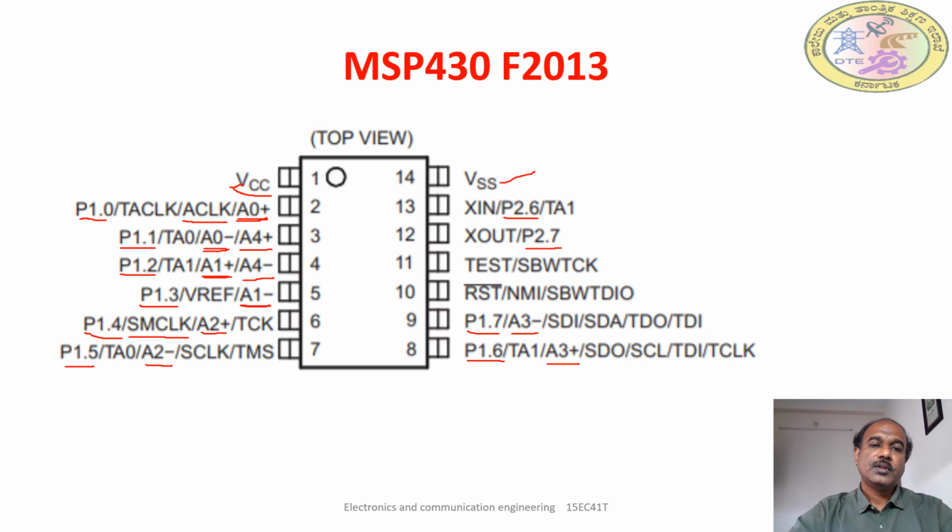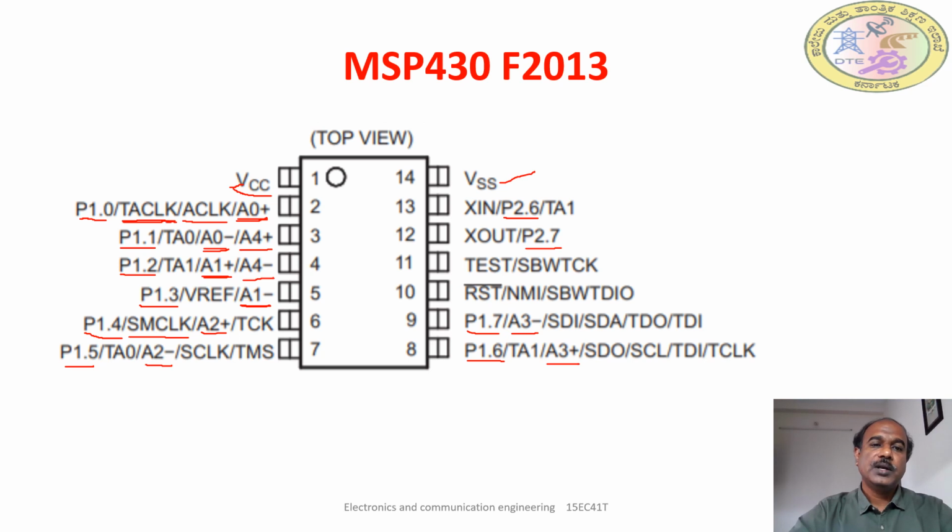So these are the different analog input channels. We can use it for giving the analog input to the built-in A to D converter inside this microcontroller. Okay, then as you can see here, there is one more function that is called TACLK. If we choose this pin number 2 for this function, then this pin number 2 can be used to give the clock input to the timer.